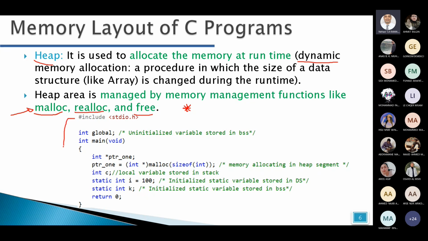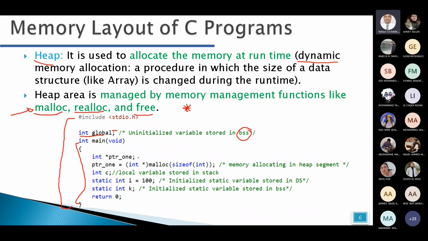Let's see this code that has different types of variables and see what the memory is for each type. For example, here we have the main function. Outside it, we have an integer global. This variable global is a global variable because it's outside all the functions, but it's not initialized, so it will be stored in the BSS because it is an uninitialized variable.